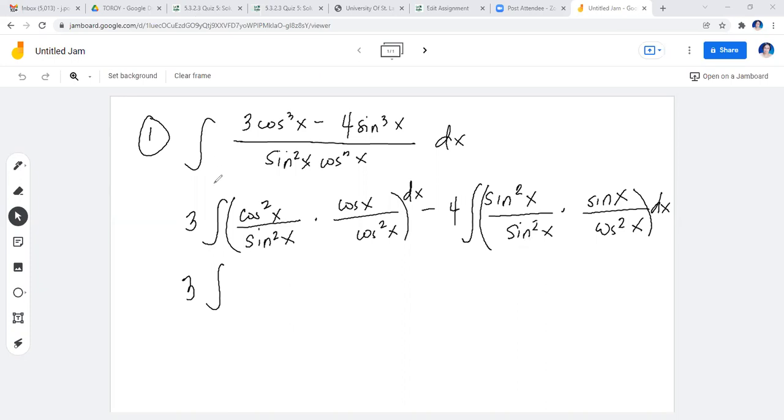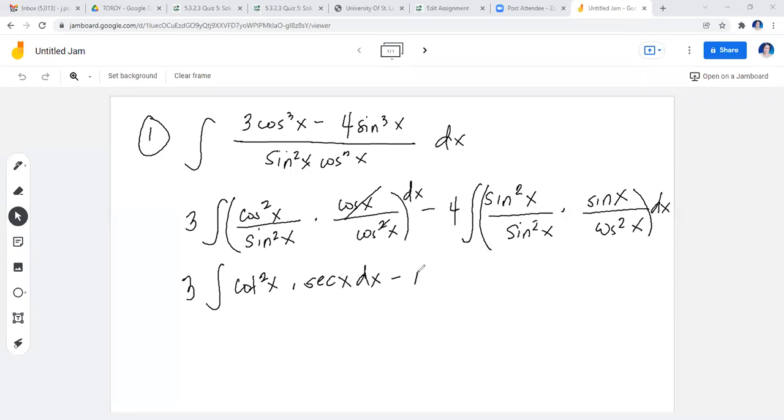So it's cotangent squared x. This cosine cancels with this cosine. That gives us only 1 over cosine. What is 1 over cosine? 1 over cosine is secant x, correct. So I'll place here secant x dx.